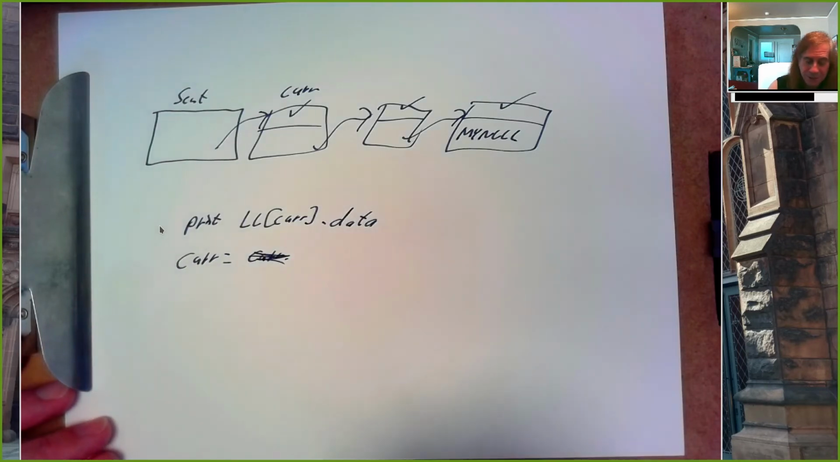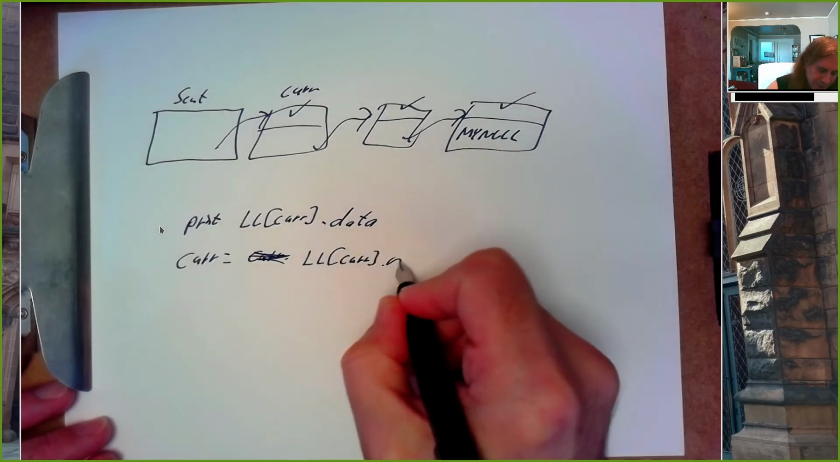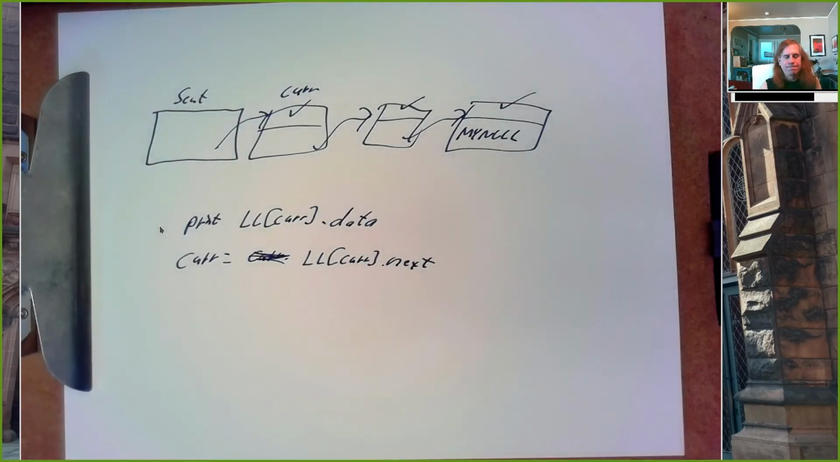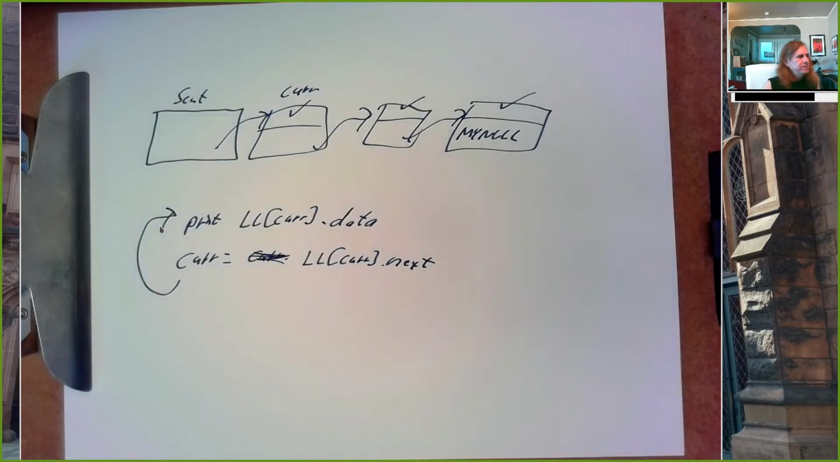And I'm going to set current equal to current next, which for us is ll bracket current dot next. And I'm going to do this in a loop. All right. So the two main questions with a loop: how do you initialize? How do you get out of the loop? Those are edge cases, right? But once we're in the loop and we're rolling along, right?